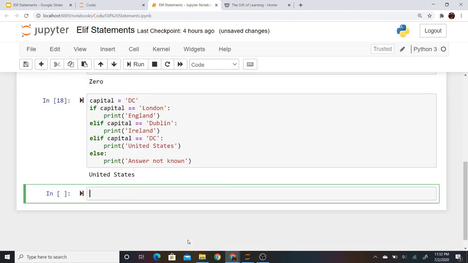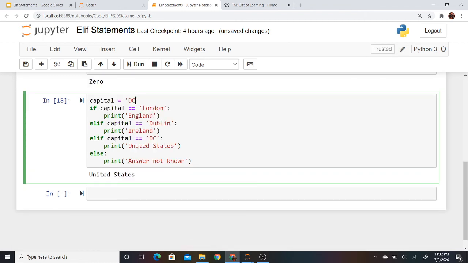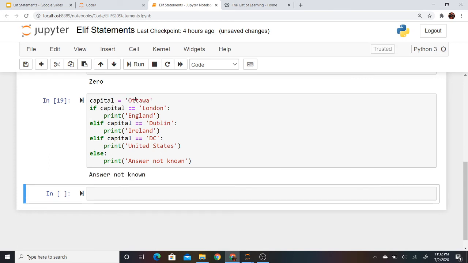So if we run this, we get the United States. And let's say we want to know Ottawa, we would get answer not known.